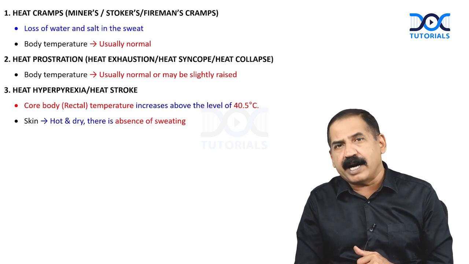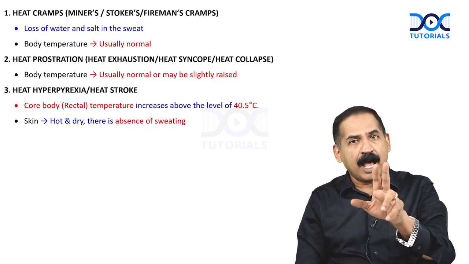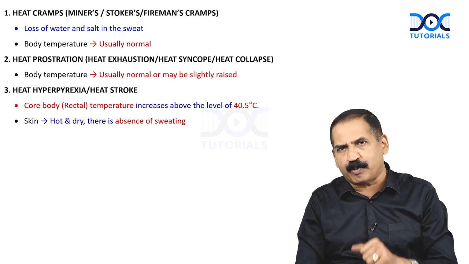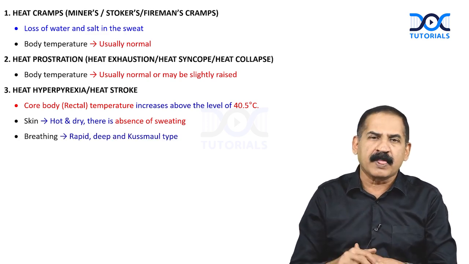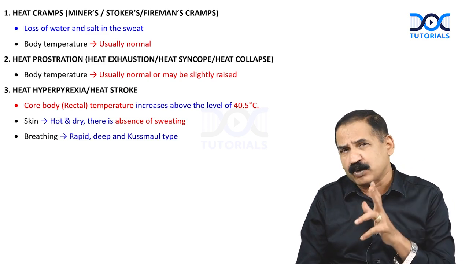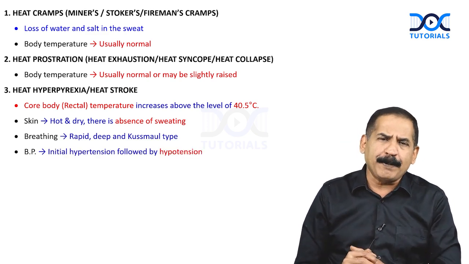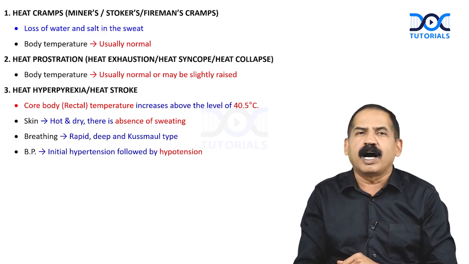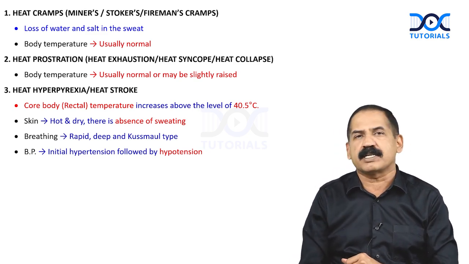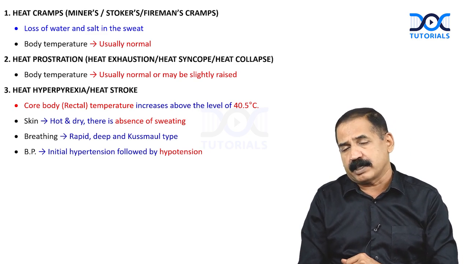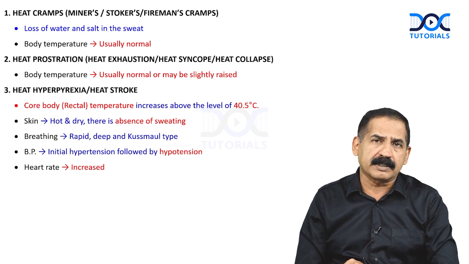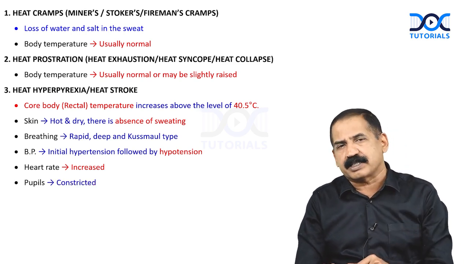Skin hot and dry. There is absence of sweating. Most important point: absence of sweating. Breathing is rapid, deep and shallow. BP: initially there may be hypertension but followed by hypotension. What about heart rate? There is tachycardia. Heart rate is increased. Pupils are constricted.